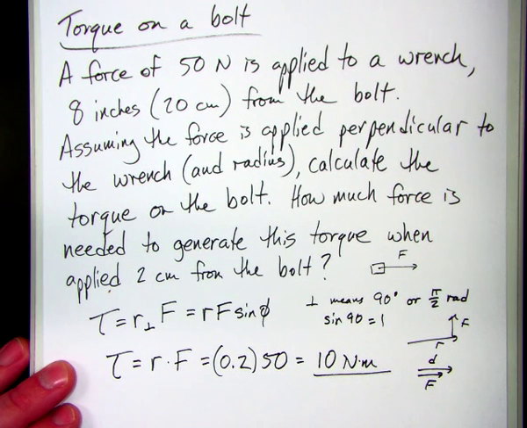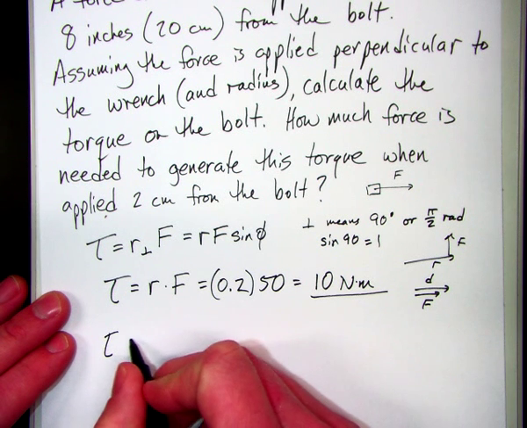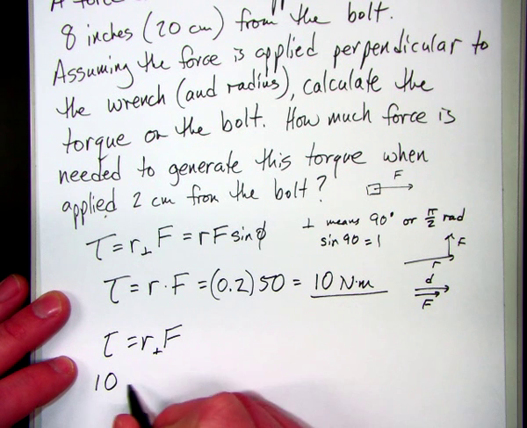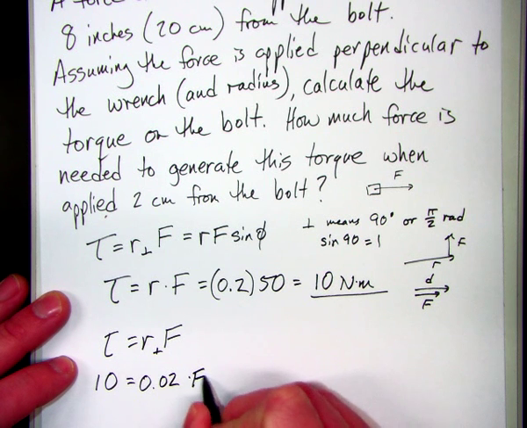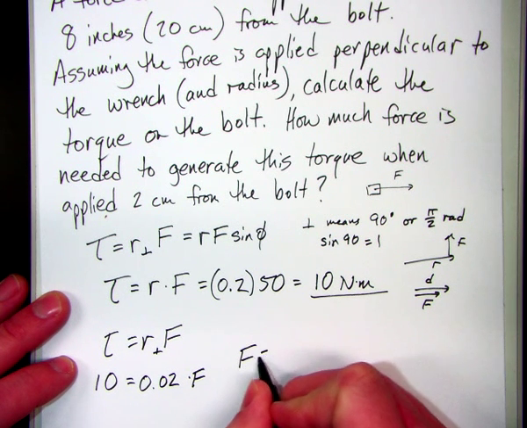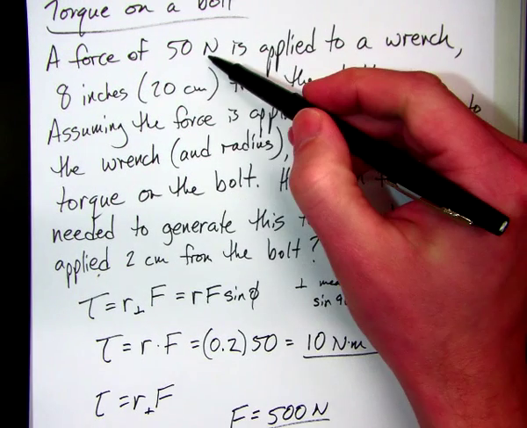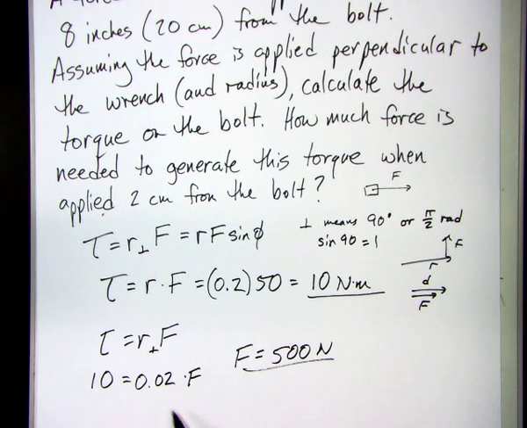So I can set up the equation again. That torque is R times F, and as long as it's provided perpendicular, I can simply multiply these two. But now our torque is 10 Newton meters. To get that same torque, how much force would you need when applying it only 2 centimeters away? We can work out that the force here is 500 newtons. So notice, 50 newtons when 20 centimeters away provide 10 Newton meters of torque. 500 newtons when 2 centimeters away provide the same torque.